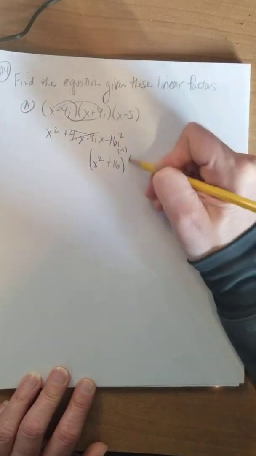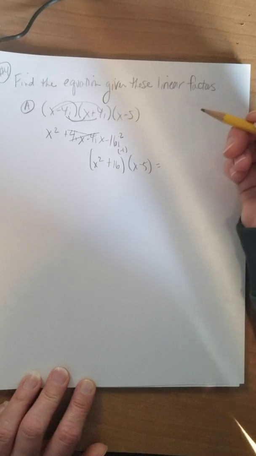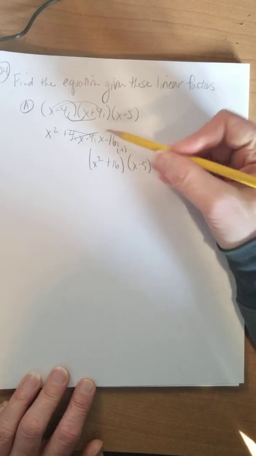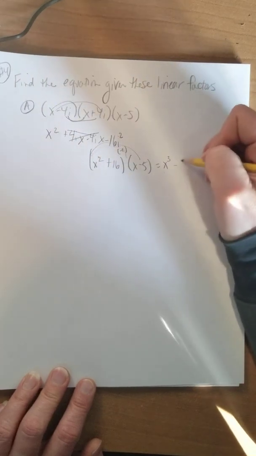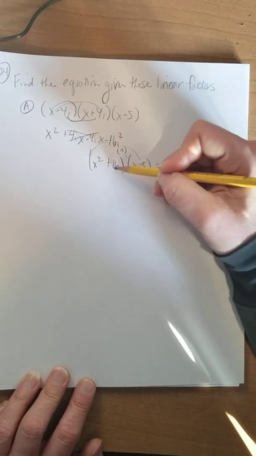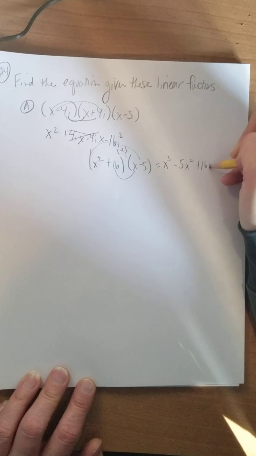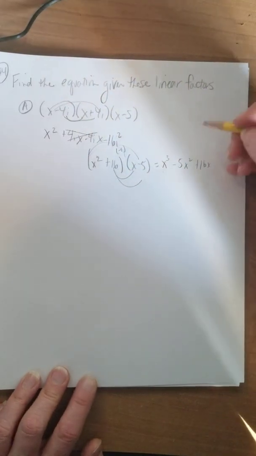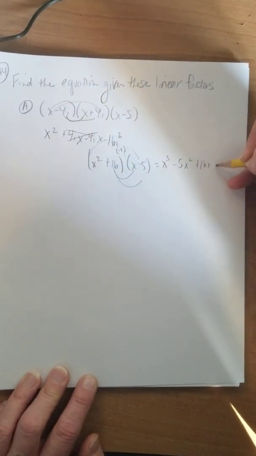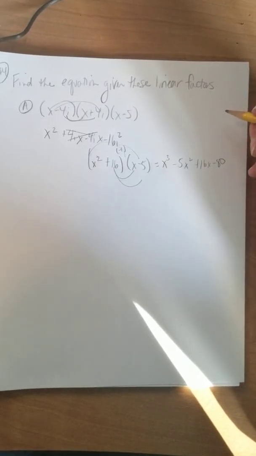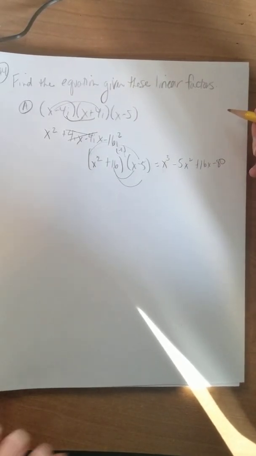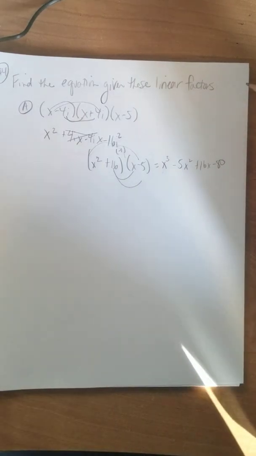That needs to be multiplied, you guys, by x minus 5, and that'll give me my polynomial. X squared times x is an x cubed. X squared times a negative 5 is a negative 5x squared. 16 times x is 16x. And 16 times 5 is going to give me, what, 80? And it's minus 80. And I'll double check. 16 times 5 is 80. All right? So that is what I got there.